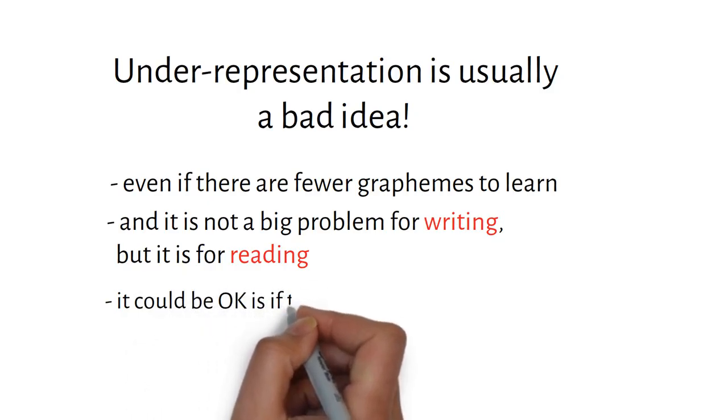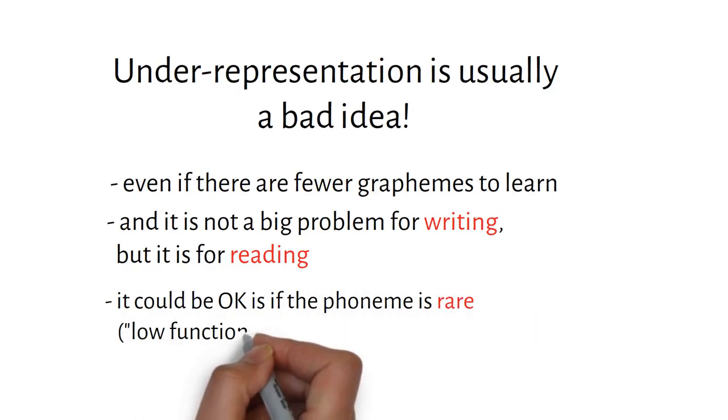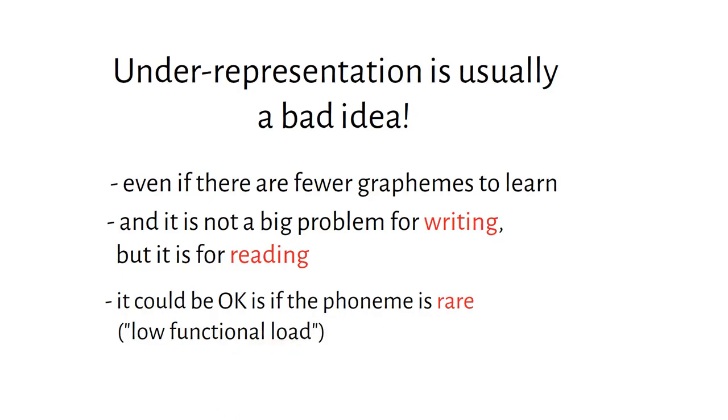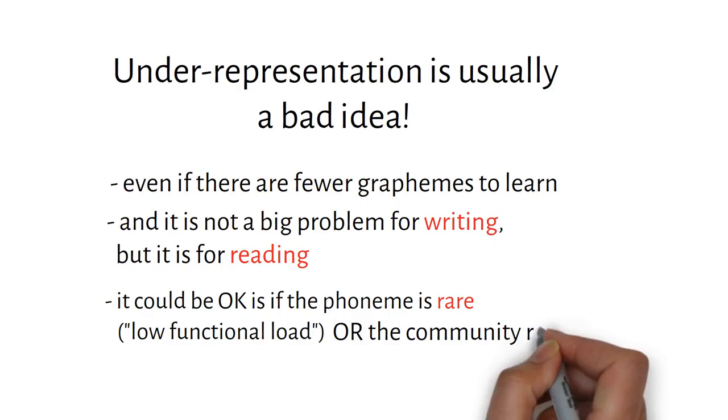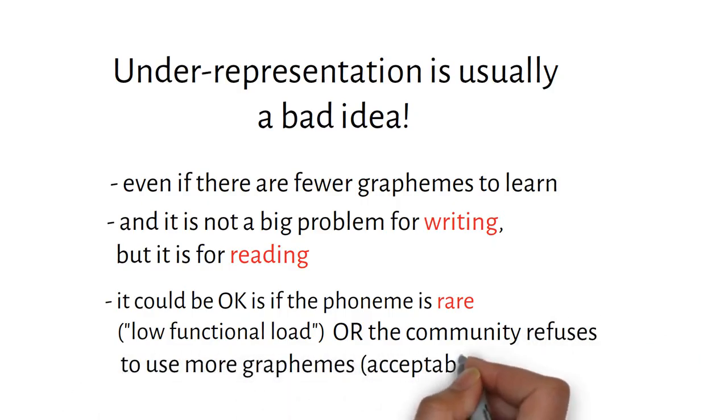Underrepresentation might actually be acceptable if there is a phoneme that is fairly rare. We would say that phoneme has a low functional load. So in that case, leaving out a symbol would not make much difference. Finally, if the community refuses to use all the graphemes needed, this may also force you to consider underrepresentation.